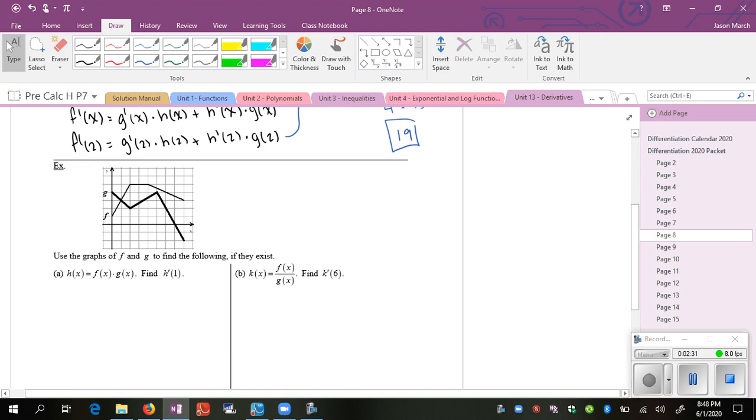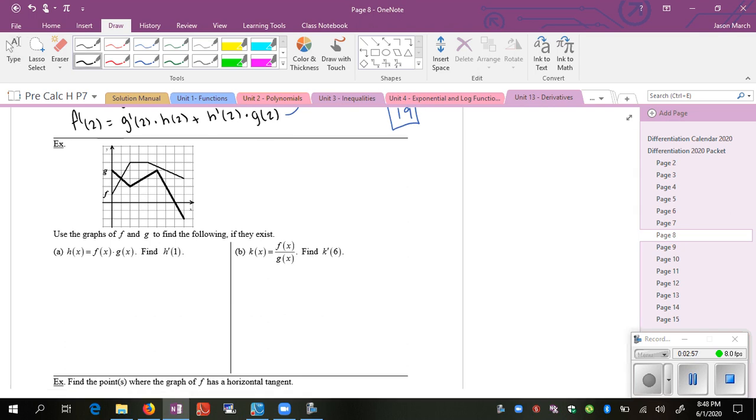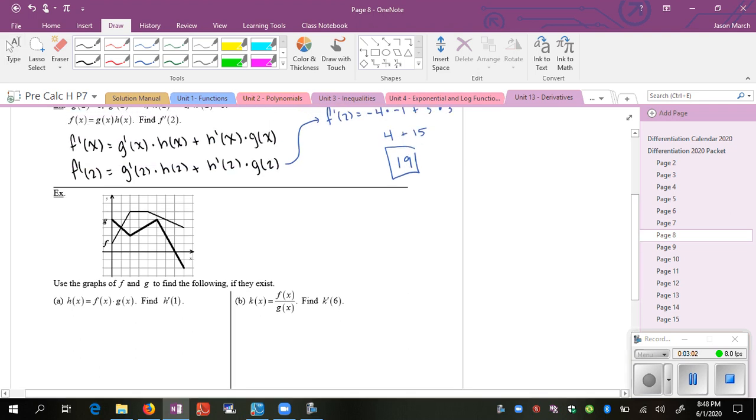Use the graphs of f and g to find the following if they exist. So differentiability could be a factor at play here. A derivative will not exist at a corner, a cusp, a vertical tangent, a discontinuity. So we have some corners in these graphs, so we have to be mindful of that. Part A, h of x is equal to f of x times g of x. Find h prime of 1, so I'm just going to copy and paste what I have written up here, right? So just a rearrangement of my variables.